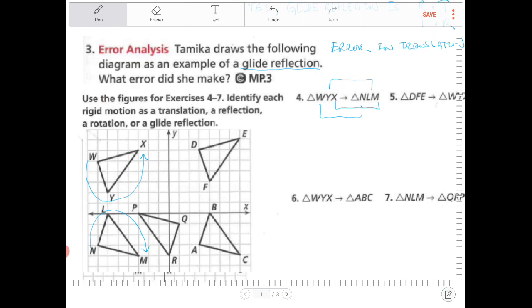So if we look at this, what really happened here? It looks like, was there a translation? No. There was, in fact, a reflection that took place because the orientation has been reversed. So this is going to be a reflection over the line y equal to 1.